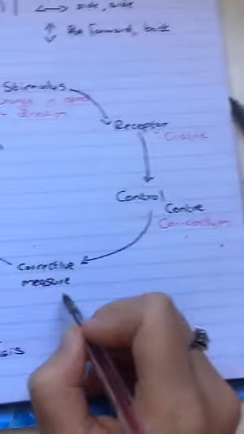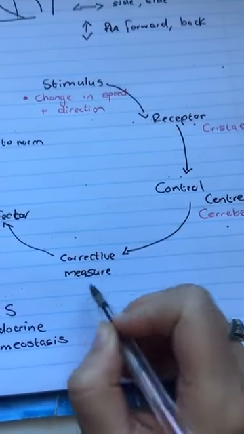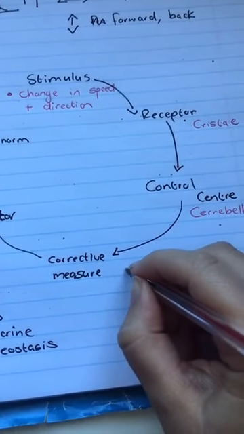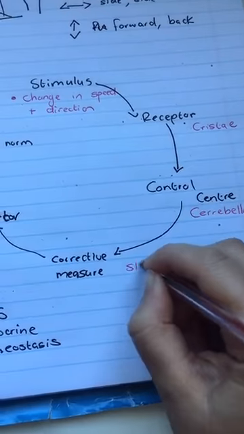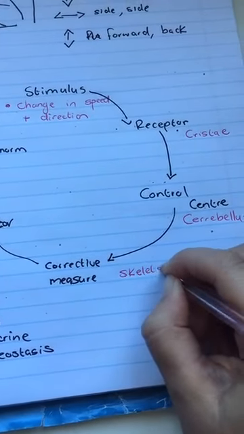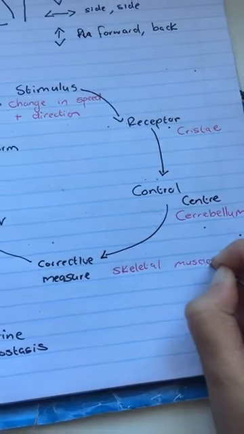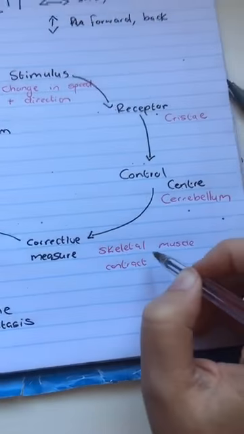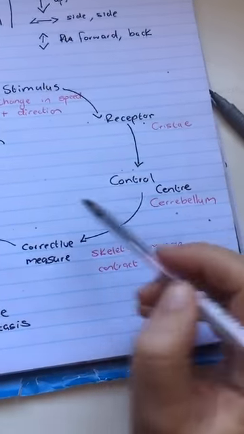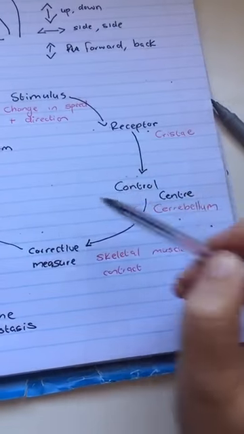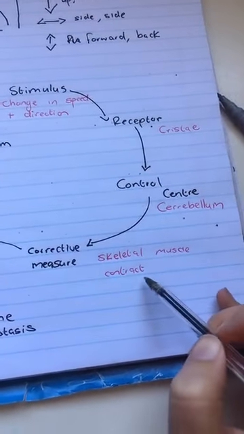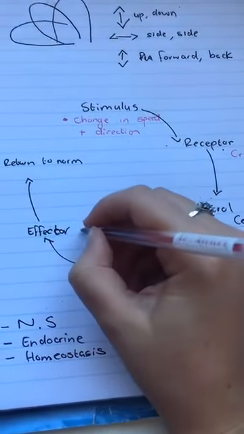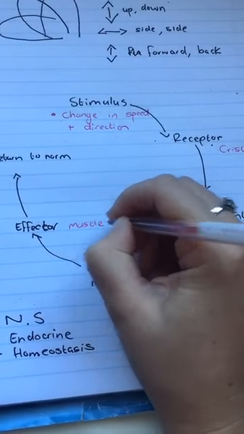The cerebellum needs to make some kind of corrective measure, which in this case is going to be sent to our skeletal muscles. And they need to contract. That's going to be the corrective measure, because if we are running and if this boy is playing soccer and he's sort of zigzagging around players, he has to be able to move around them. And so your skeletal muscle is going to contract. That's the corrective measure. That is sent to the effector, which in this case is the muscles of the body.